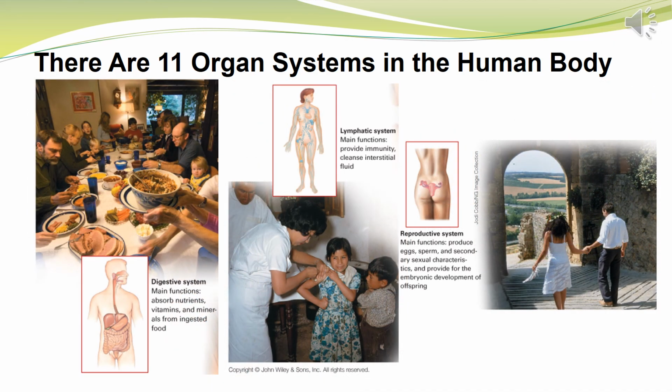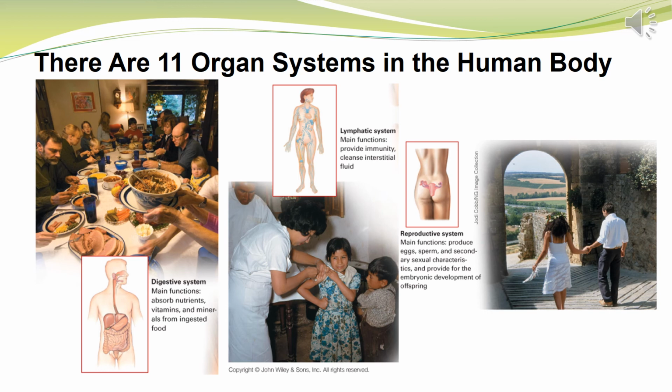We're going to cover the digestive system. The main functions of this system are that it absorbs nutrients, vitamins, and minerals from the food that we eat. We're going to cover the lymphatic system, or the immune system, which is what the actual module is called. And the main functions of this system are that it provides immunity and cleanses interstitial fluid.